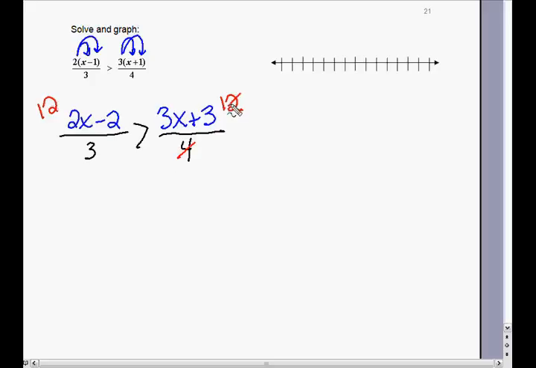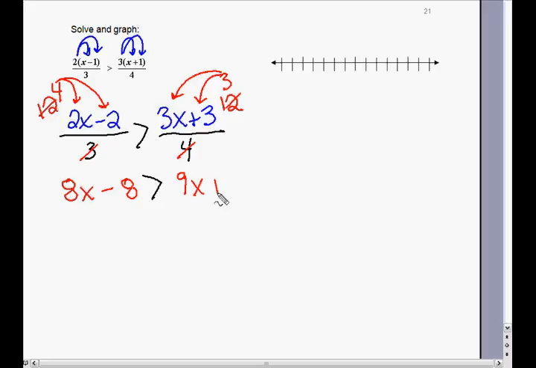4 goes into 12 3 times. 3 goes into 12 4 times. And now we'll use the distributive property again and multiply the 4 to the 2x and the 4 to the negative 2, the 3 to the 3x, and the 3 to the positive 3. That will give us 8x minus 8 is greater than 9x plus 9.